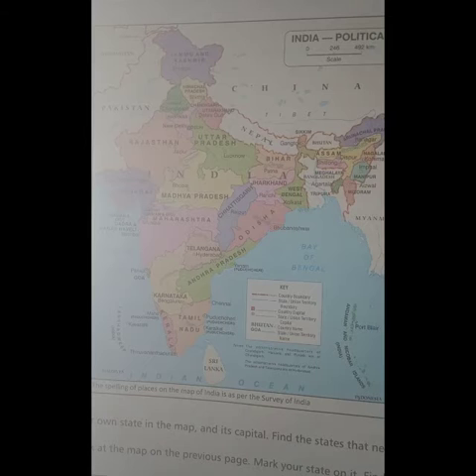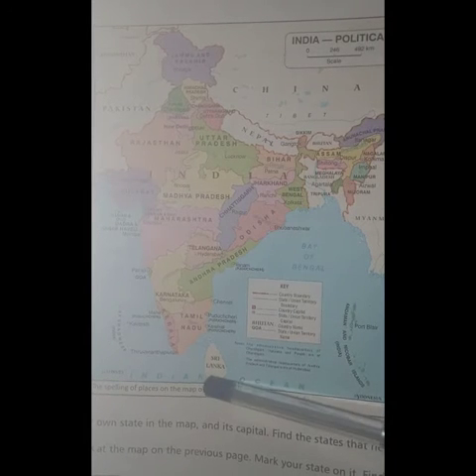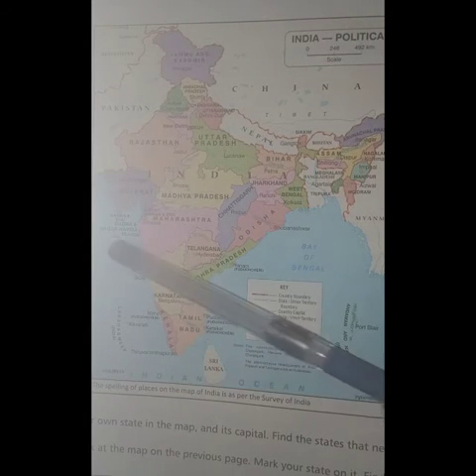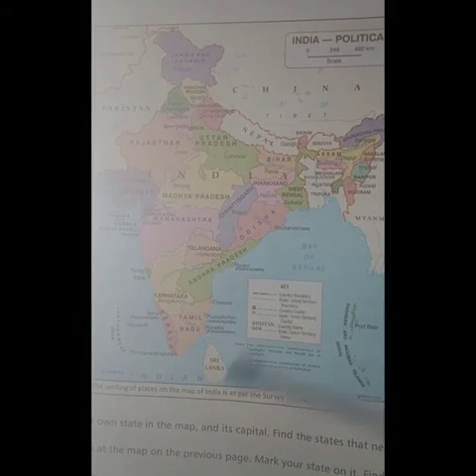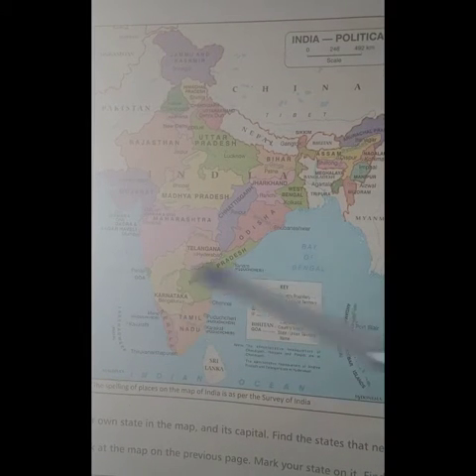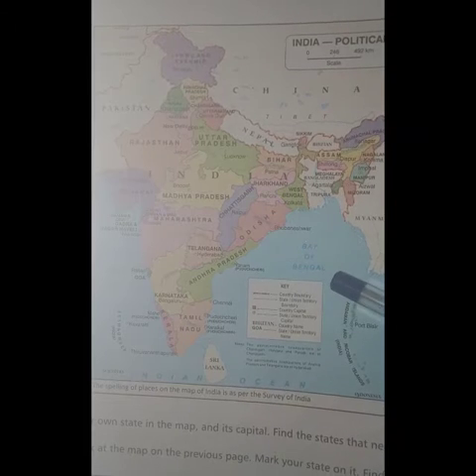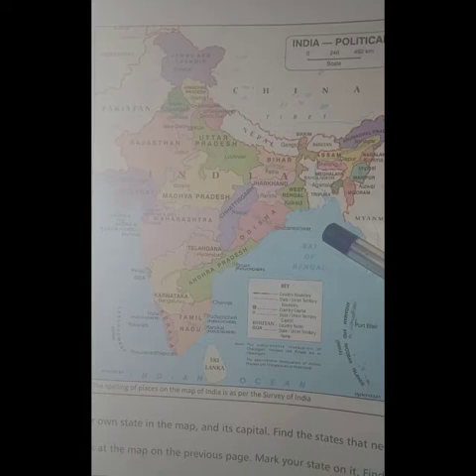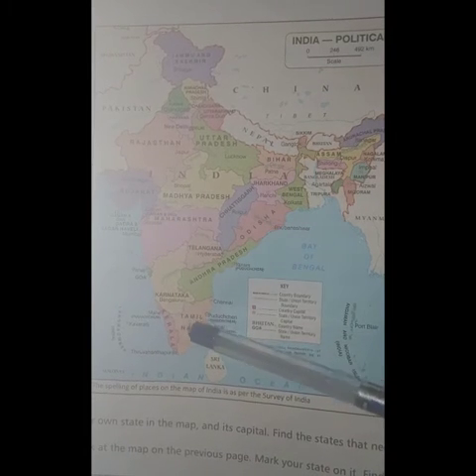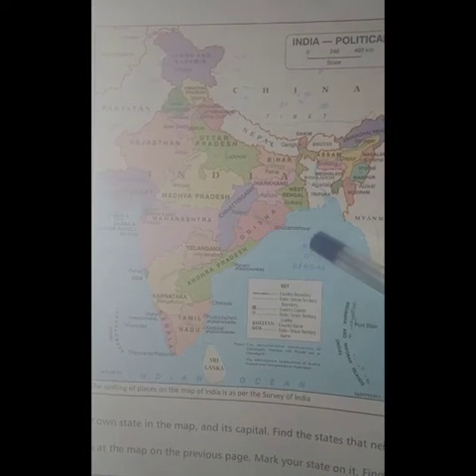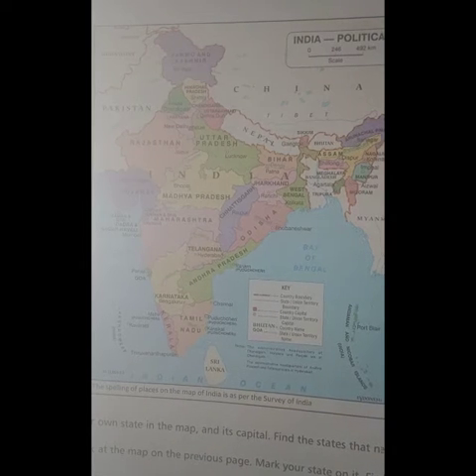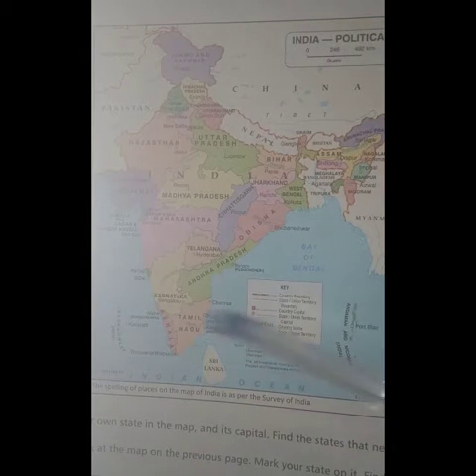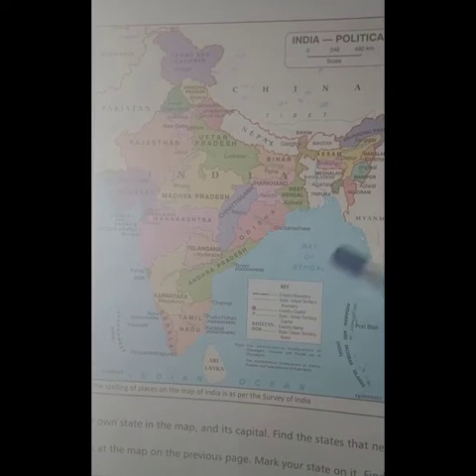As you can see in this Indian political map, the southern part of India is called a peninsula because three sides are covered with water. Which are the seas? It is the Arabian Sea, Indian Ocean and Bay of Bengal. So this southern part of India is called a peninsula because three sides are covered with water.